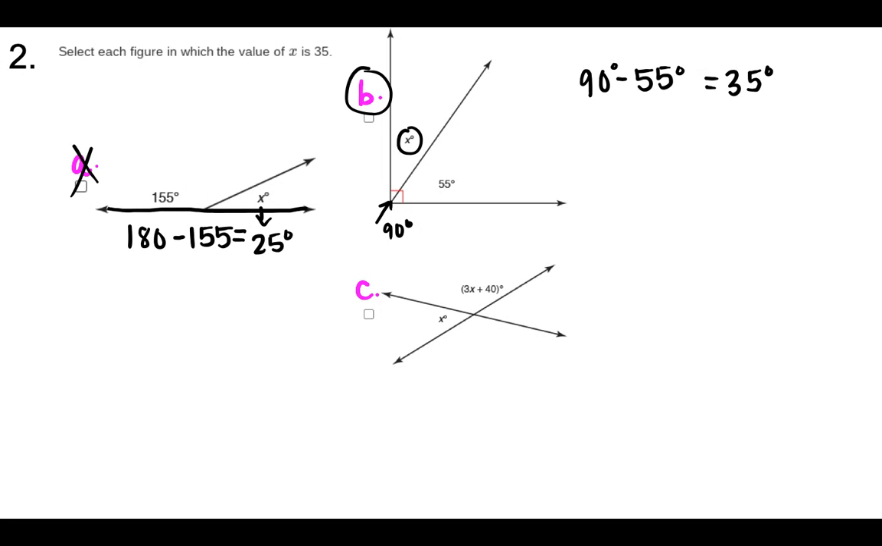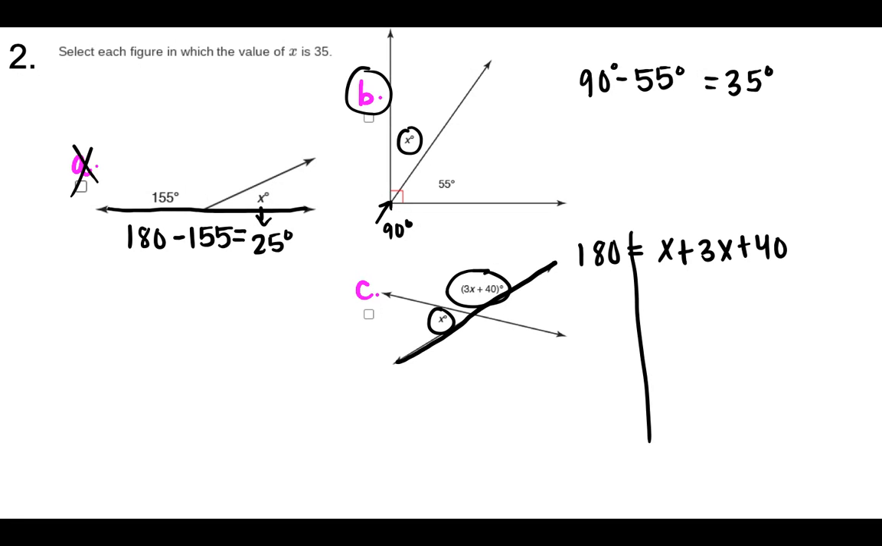Then over here, let's notice these 2 angles are sitting on a straight line. And remember, a straight line is 180 degrees. So let's set up our equation. 180 degrees equals, well, we have x plus 3x plus 40. And then all we're going to do is solve for x. So we need to combine our like terms. We're going to get 4x plus 40 equals 180.